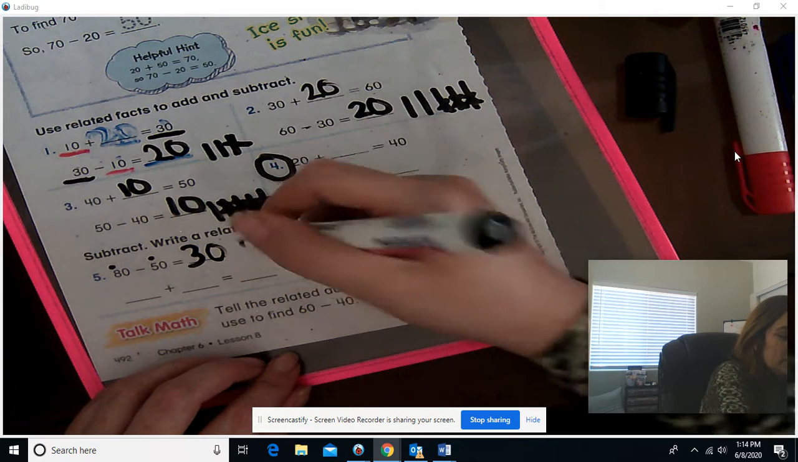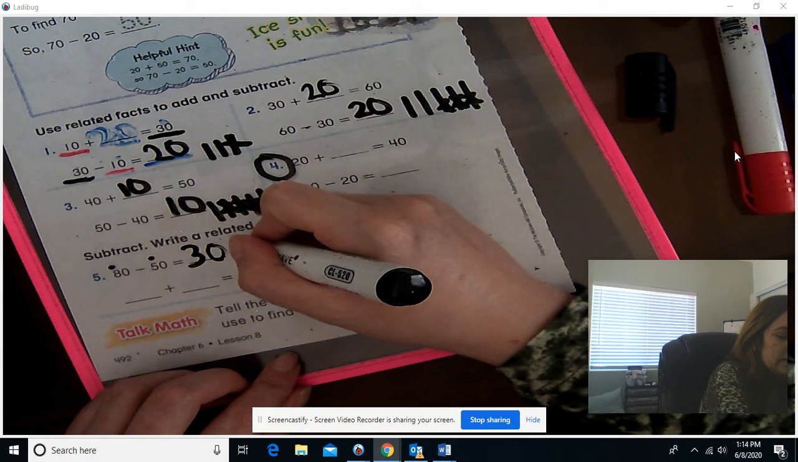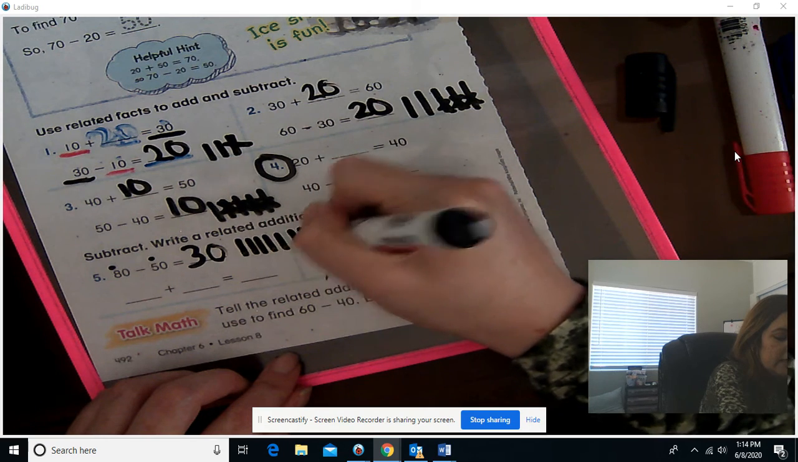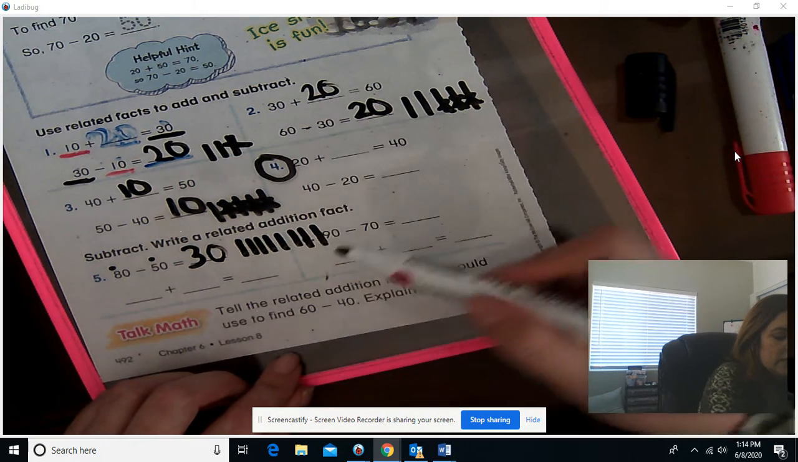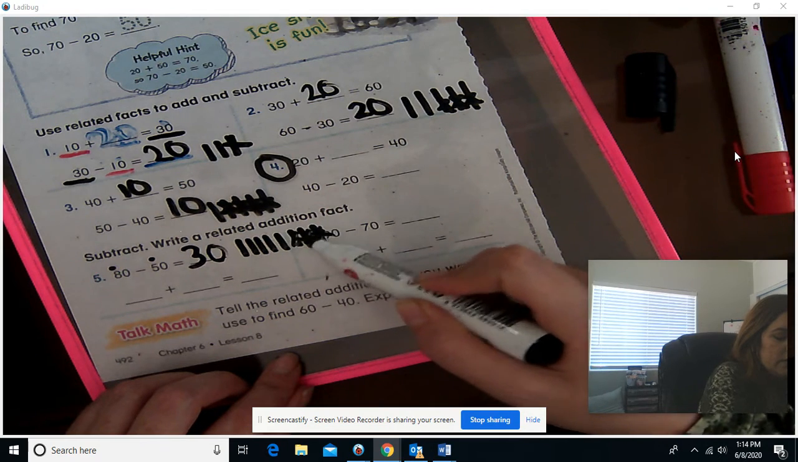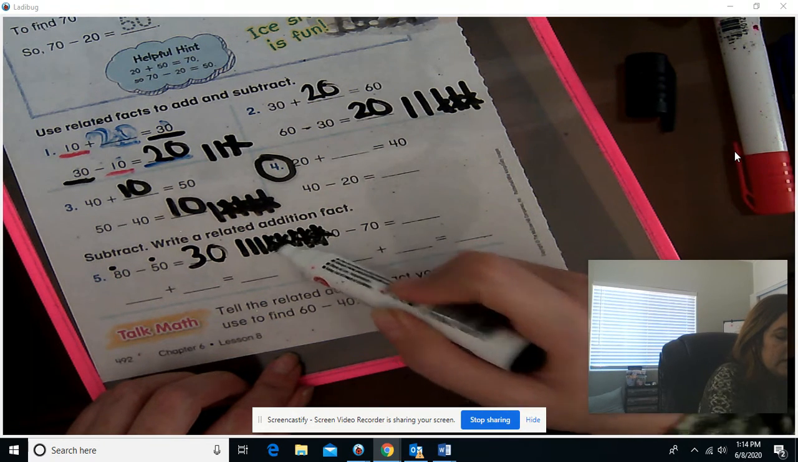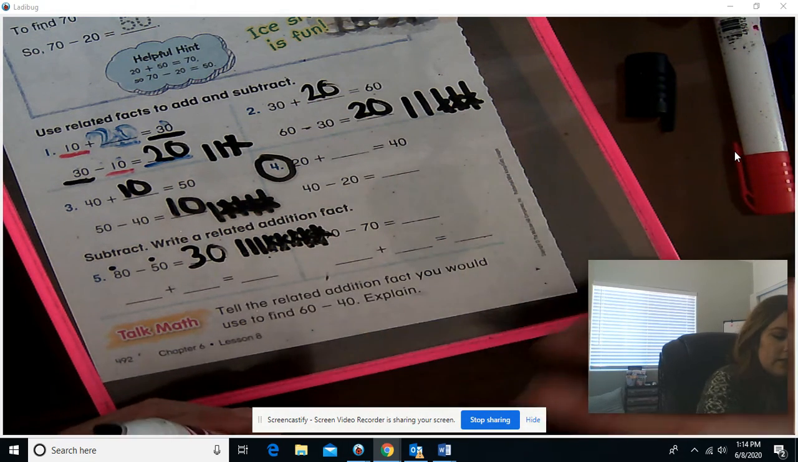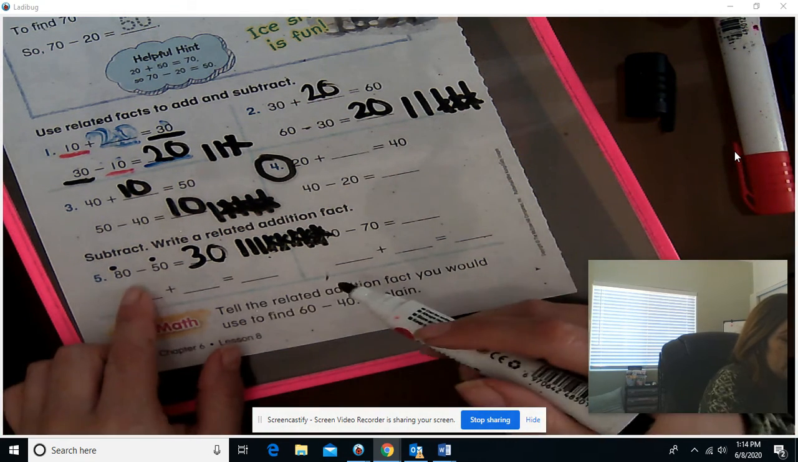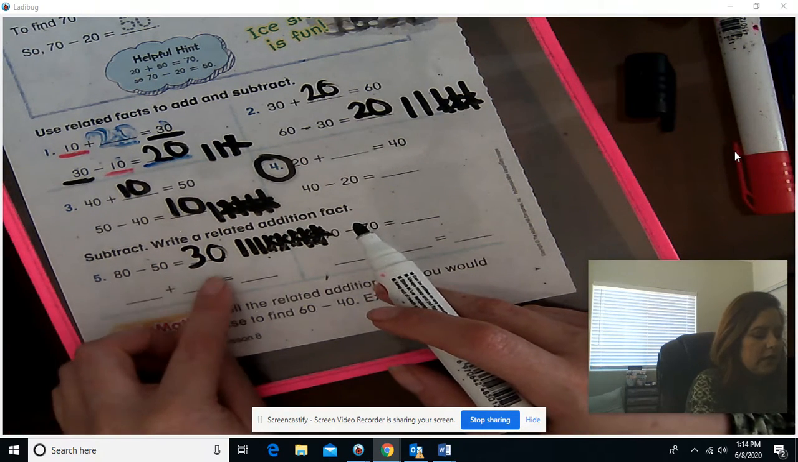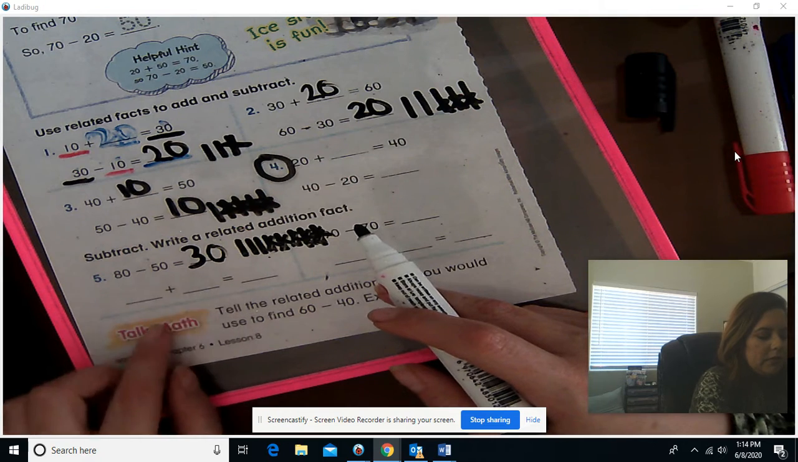Or I can draw a picture, 80. So that's 10, 20, 30, 40, 50, 60, 70, 80. Minus 50, 10, 20, 30, 40, 50. I'm left with 10, 20, 30, just like that. So I know that I have 80 and 50 and 30. So now I'm going to use this.